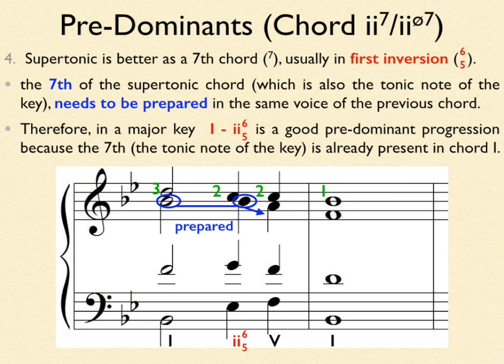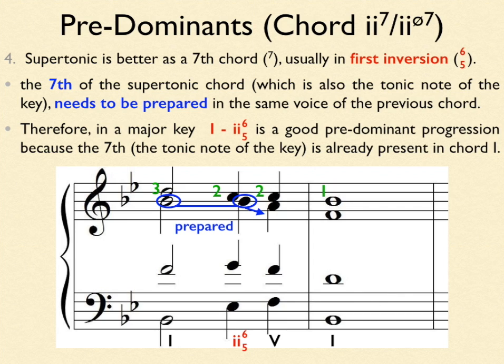You can see there the blue. I've circled the 7th in chord 2-7, and you can see that it's been prepared, it's been anticipated in the same voice part in the previous chord. And that is where that second bullet point comes in. Therefore, in a major key, chord 1 to chord 2-6-5 is a good predominant progression because you need to prepare that 7th. In chord 2-7, that 7th needs to be prepared.